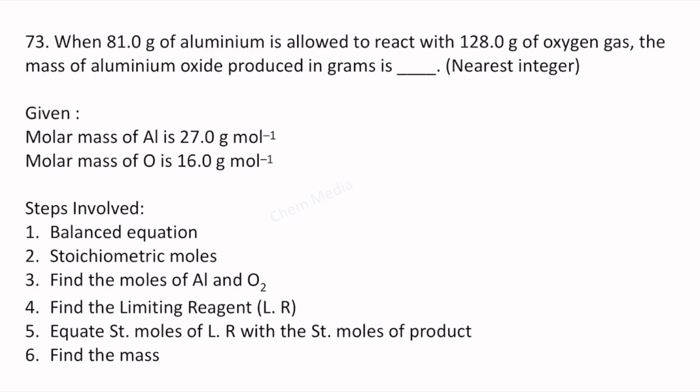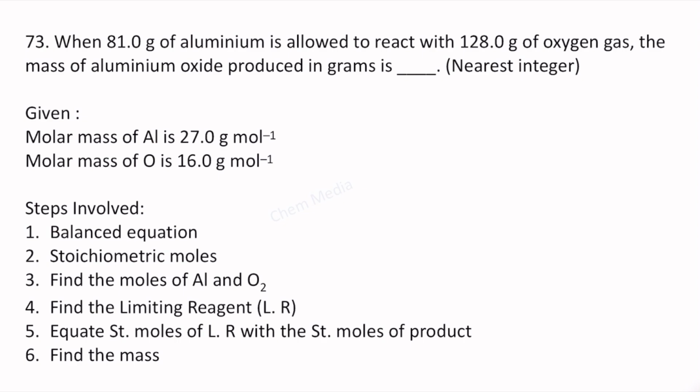This problem involves 6 steps. First we need to write a balanced equation, then we need to write down the stoichiometric moles, then we need to find the moles of aluminium as well as O2. Then we need to figure out which one is the limiting reagent, and once we find the limiting reagent, we need to equate the stoichiometric moles of limiting reagent with the stoichiometric moles of product, and then we can find the mass of Al2O3. So let us first write the balanced equation.